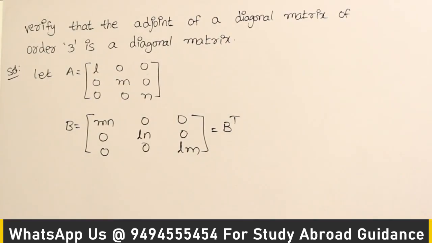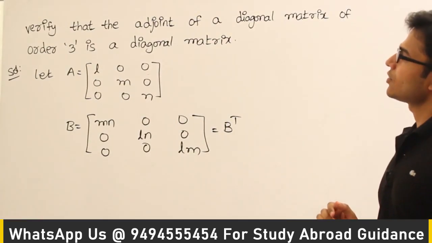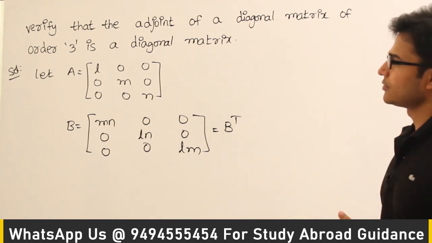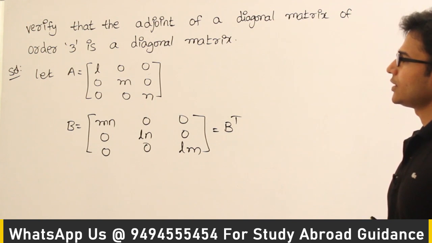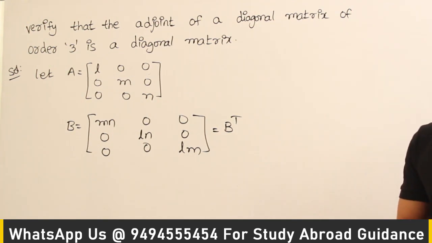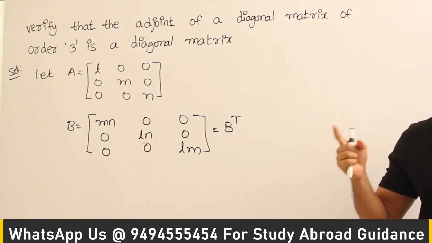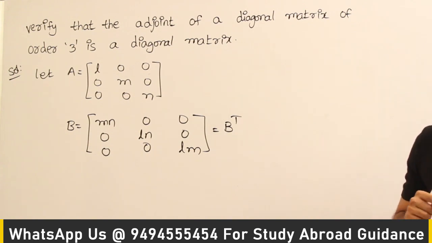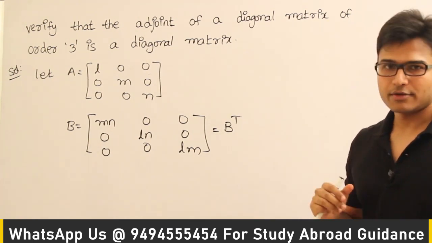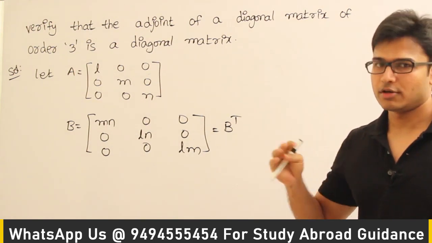Verify that the adjoint of a diagonal matrix of order 3 is a diagonal matrix. Even though I am doing it for order 3, we can think of it for even order n also. If we have an order n diagonal matrix and we find the adjoint of that matrix, the resulting matrix is also going to be diagonal. So for now I am going to do it for a 3 by 3 matrix, but it can be extended to order n as well.